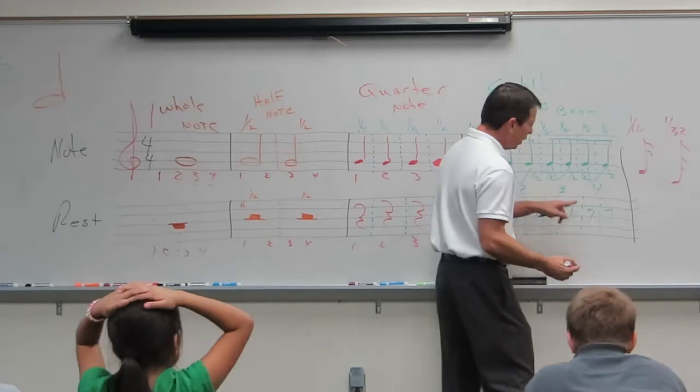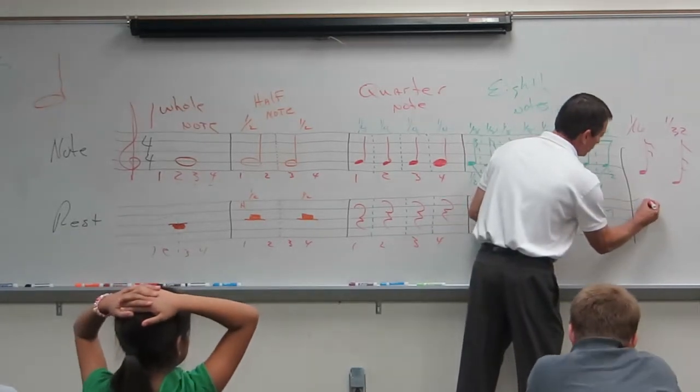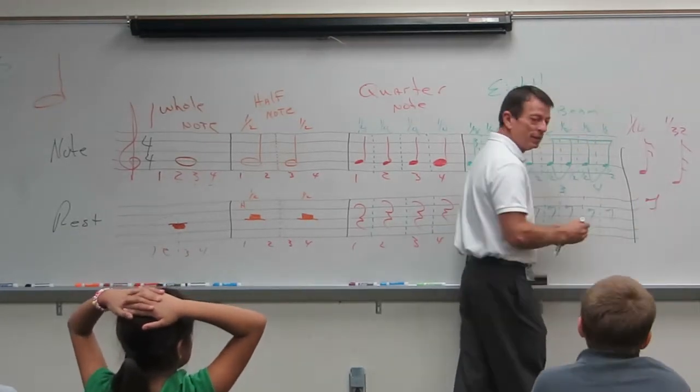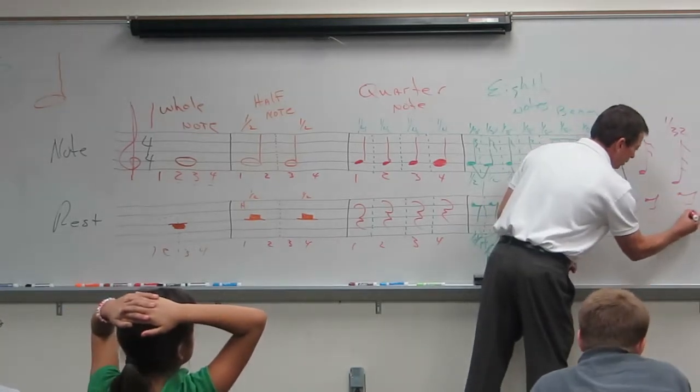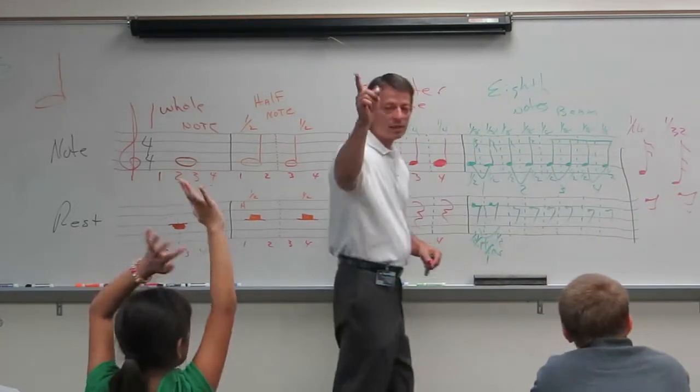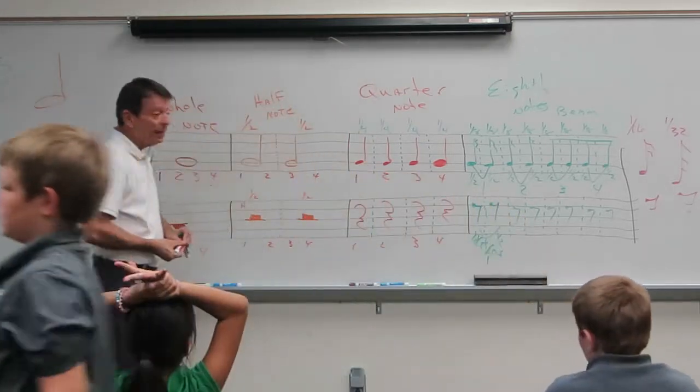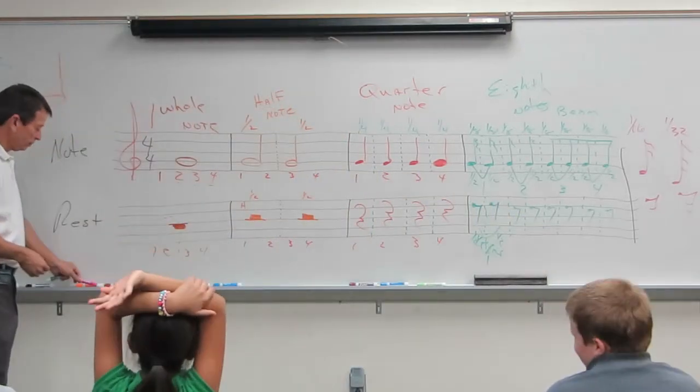And where this has 1 flag on the other side, the 16th note would have 2 flags on the other side. And a 32nd backward note would have 3 flags. Got it? Got it.